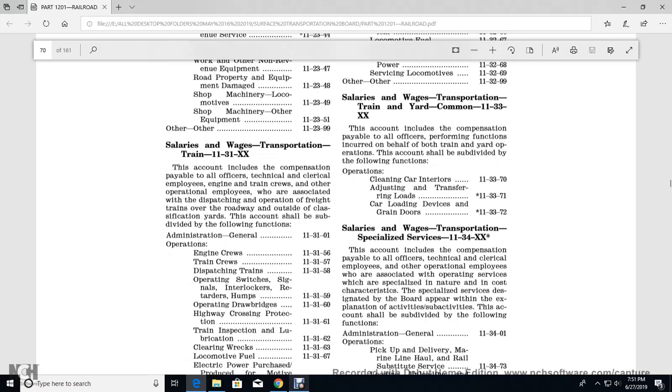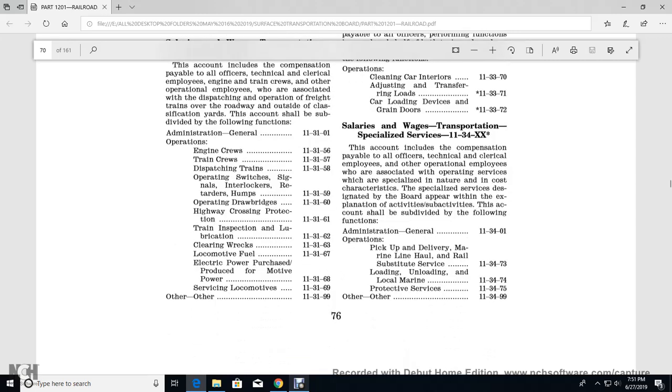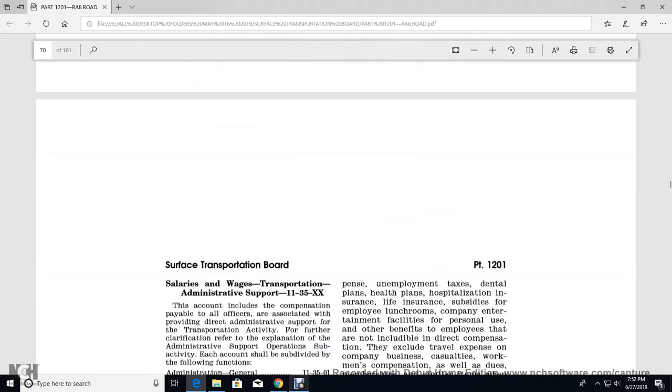Salary, wage, transportation, specialized, 1134 XX. The account includes the compensation payable to all of the transfer, train, technical, clerical employees, and other operational employees associated with operating service of a specialized nature, with the characteristics of specialized service designated by the board as appearing within the explanation of this activity. The account is subdivided by the following functions: administrative, general, operation, pick up and delivery of the marine line haul of the rail line, substitute service, loading, unloading, local marine protective services, and other.